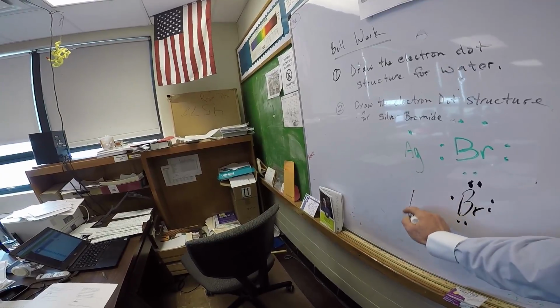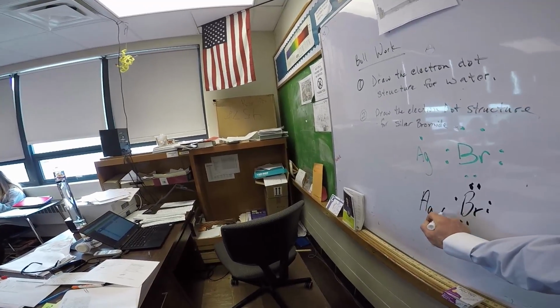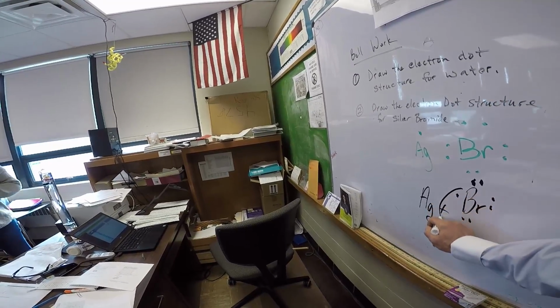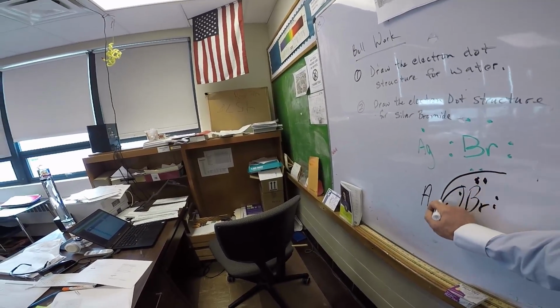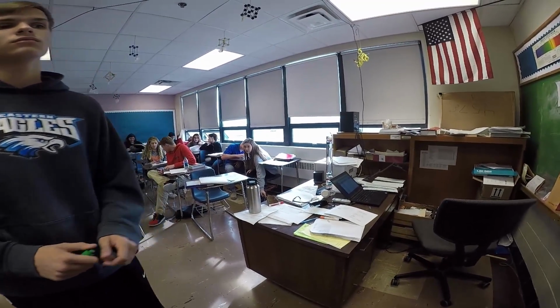Right? And silver can have 1 to 3. In the lab, it only had 1. So the bond is right here. Now bromine has 8 around it, which is its goal, to get 8, a noble gas. Target points for attempting the structure, yes.